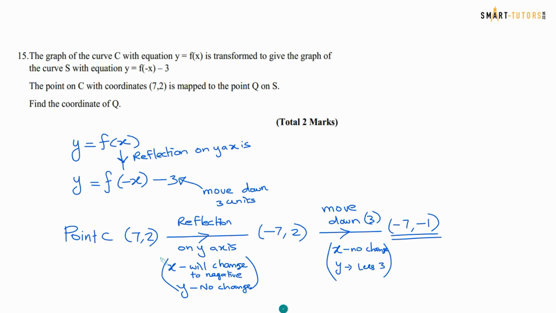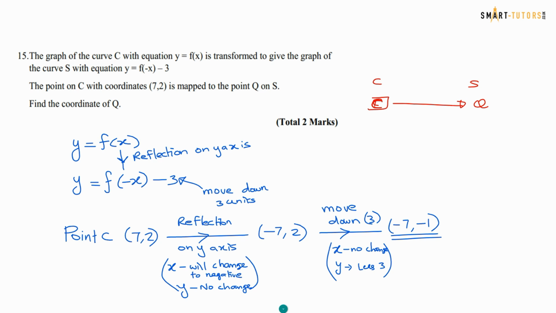Question number 15. The graph of the curve C with the equation y equal f(x) is transformed to give the graph of the curve S with equation f(-x) - 3. The point P with the coordinates (7, 2) is mapped to the point Q on S. So the point P on the curve C is going to be mapped to the point Q on the curve S.